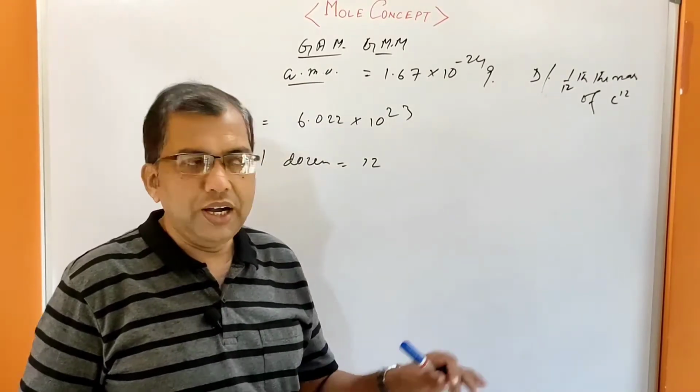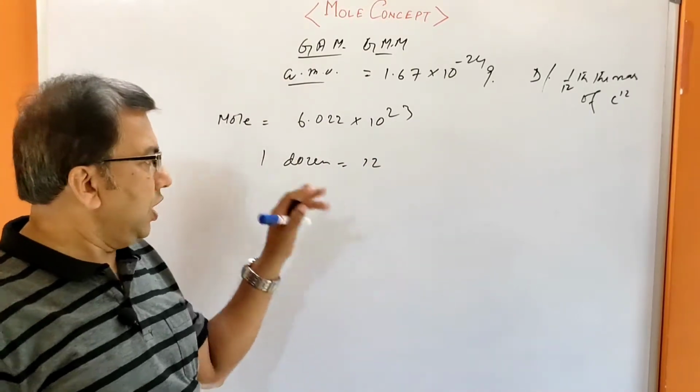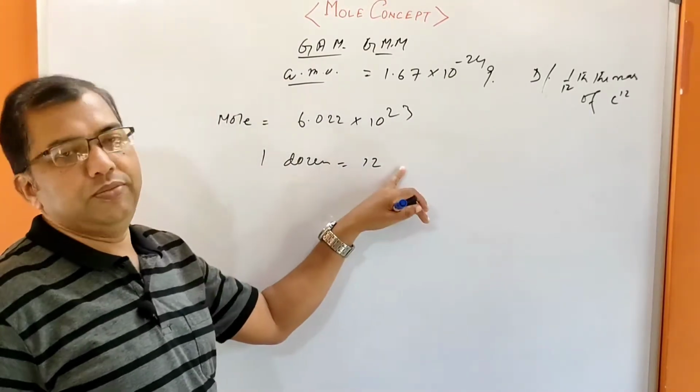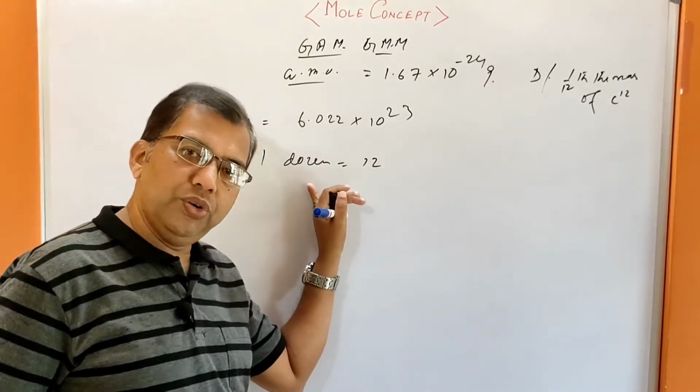We do not say that. What we say? 12 dozen banana ले आओ, 12 dozen egg ले आओ. So simply 1 dozen means 12. It is simply a pile. Dozen means 12, we all know.